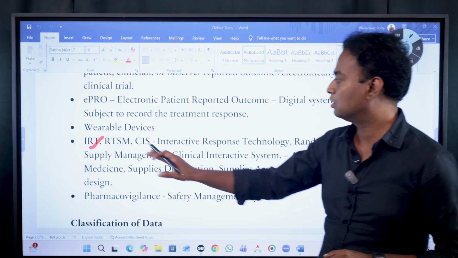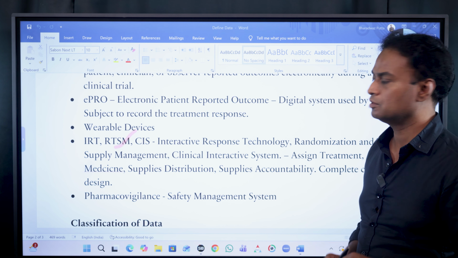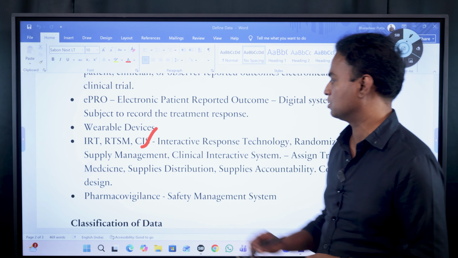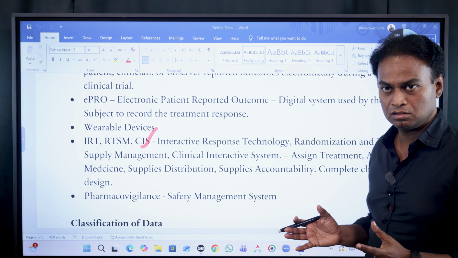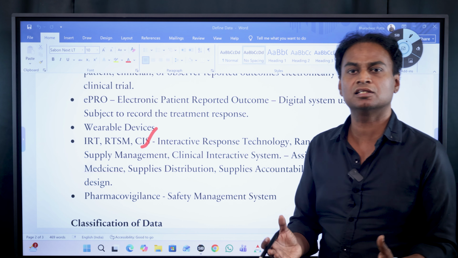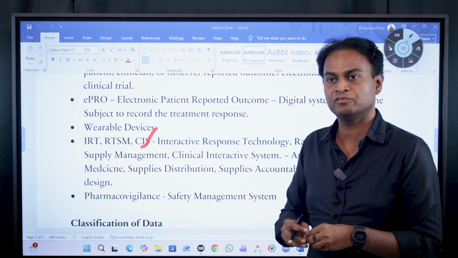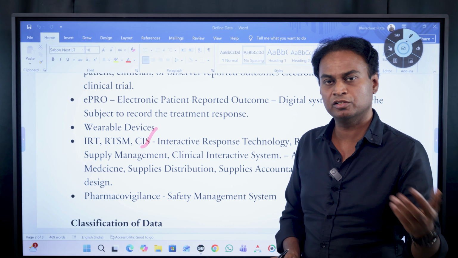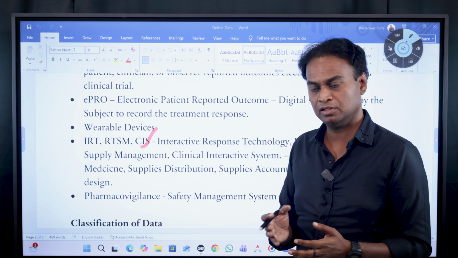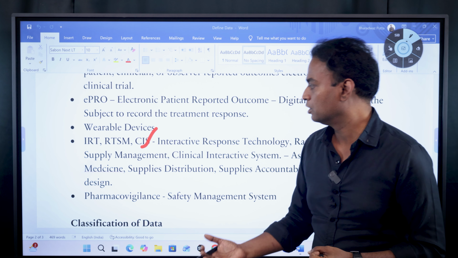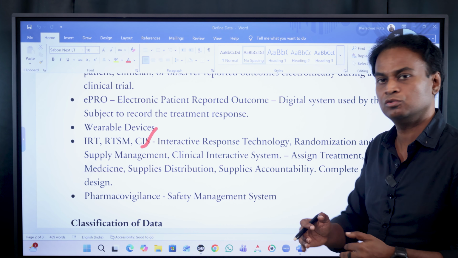Next one is IRT, interactive response technology. The same system is called randomization and trial supply management, RTSM, or it is known as CIS, clinical interactive system. These are the same system. We call it IRT, RTSM or CIS. What this system does is assign the treatment to a patient. After assigning the treatment group, based on the treatment group, the patient will be given a medicine. If he is assigned to the active group, it will give active. If he is assigned to the placebo group, it will give placebo. So it is used to assign the treatment group, and based on it, medicine is given.